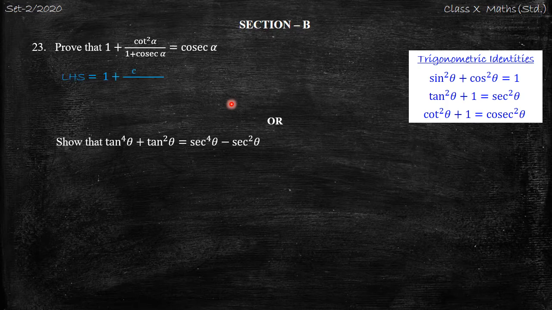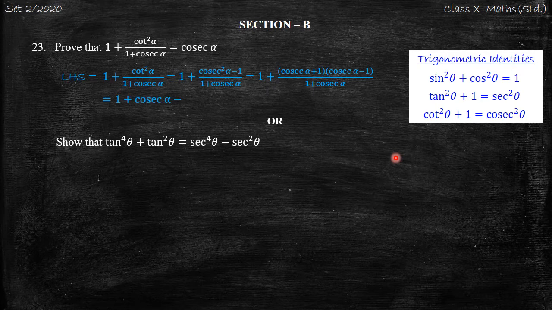Okay, now we'll start with the LHS. Because you use this cot square alpha is equal to cosecant square alpha minus 1. Okay, then simplify it. Okay, you will get cosecant alpha finally, which is the RHS.